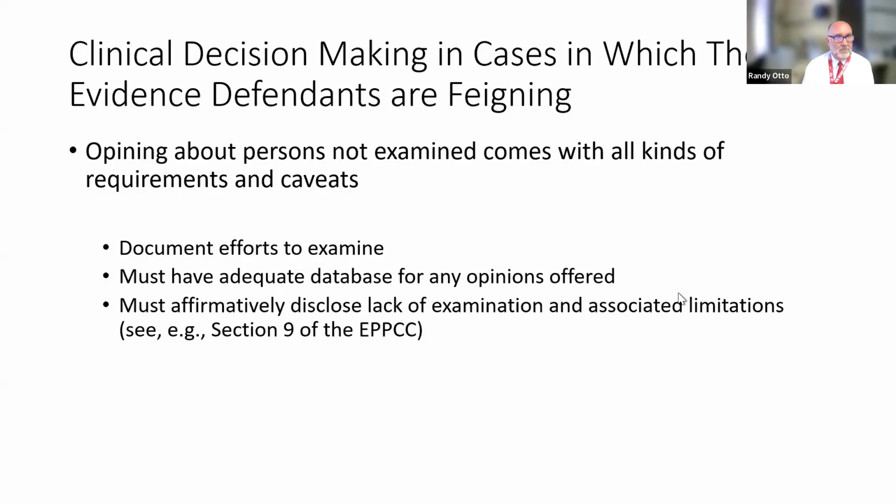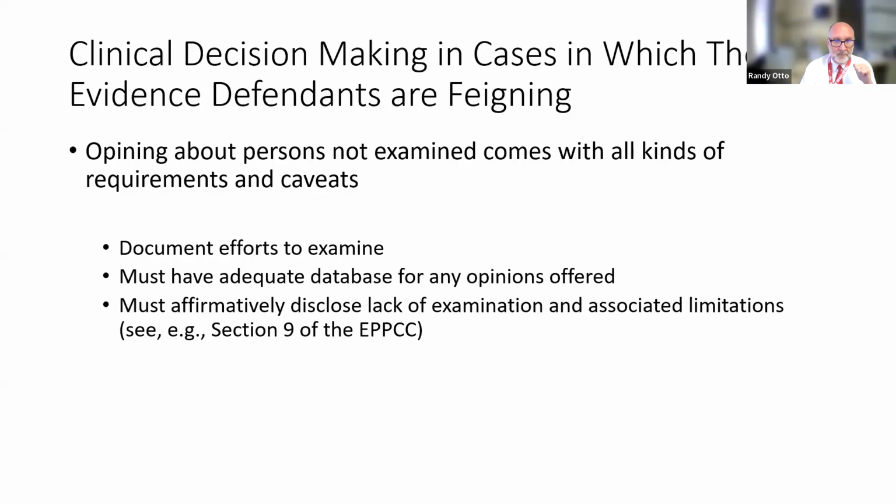Maybe we're thinking that their unwillingness to participate in the examination might involve matters potentially involving feigning or not. If we're going to opine about persons not examined, there's all kinds of documents and caveats that apply, right? First of all, we have to document any reasonable efforts to examine, right? They were offered an opportunity, they were offered an invitation to participate in an examination, and they refused. We might be able to offer some opinions about someone even without examining them, although I think everyone realizes that the number of opinions we can offer about someone without the benefit of an examination is considerably more limited.